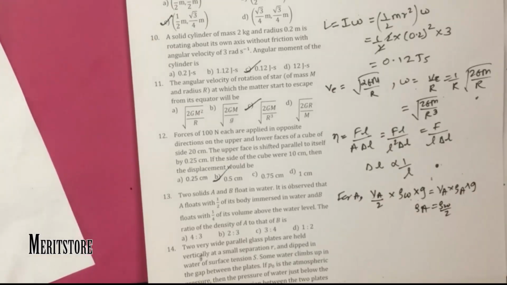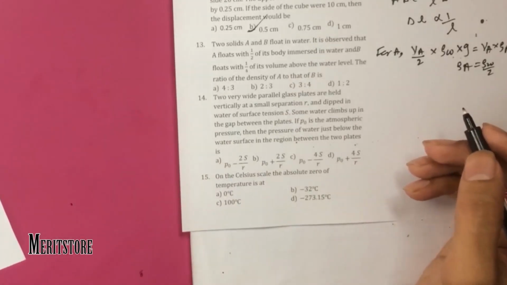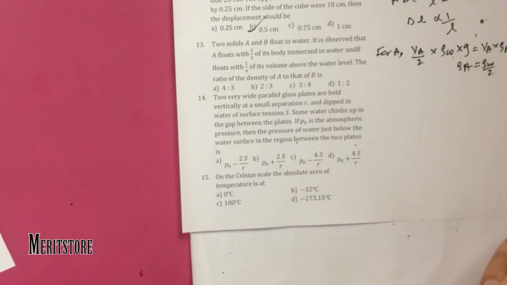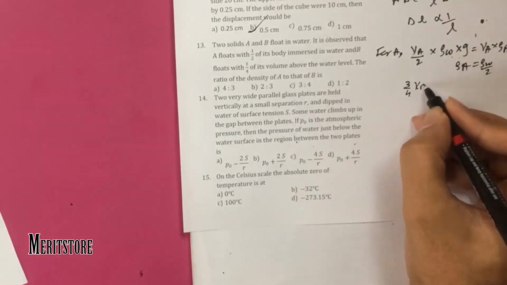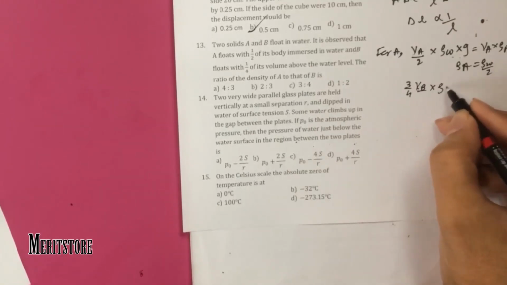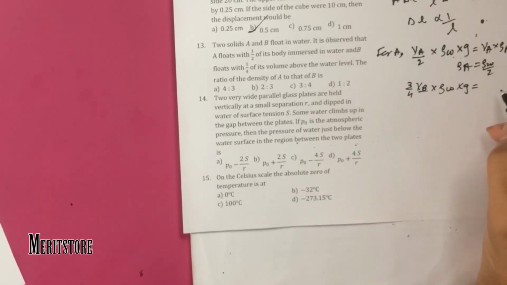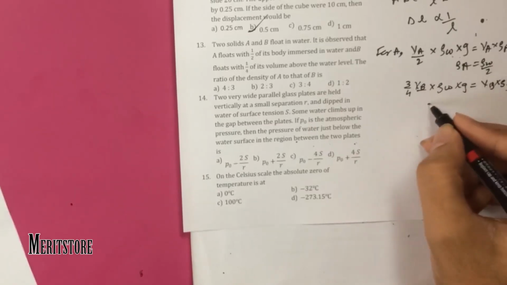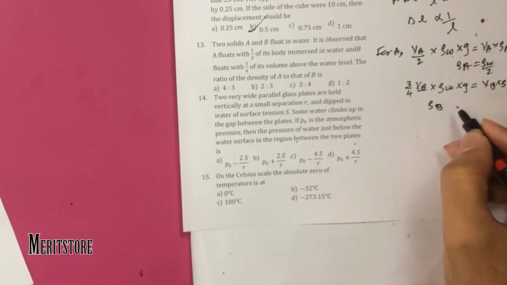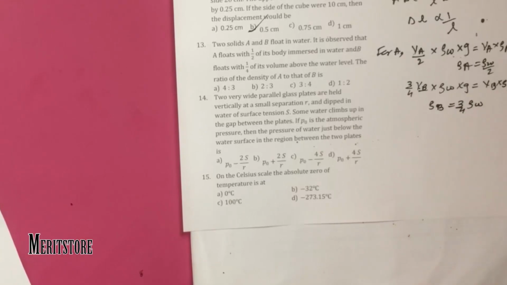For B, 3/4 of its volume is inside water and 1/4 is above water. So 3/4 of VB multiplied by density of water multiplied by g would be equal to VB multiplied by density of B multiplied by g. So density of B would be equal to 3/4 density of water.